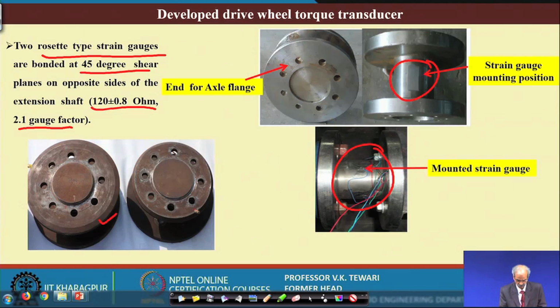Now, these are the two locations, shown in different views. This is in fact the flange, which has the strain gauges, and they are mounted and connected with the wheel, the strain gauge and the tractor axle.